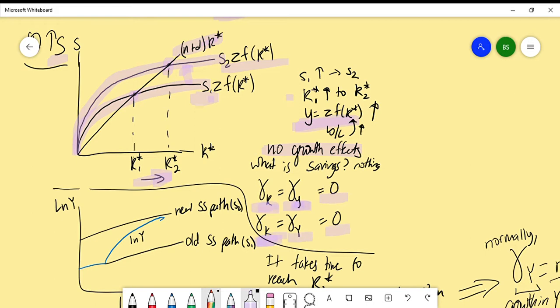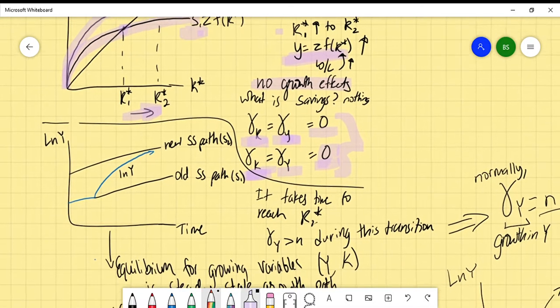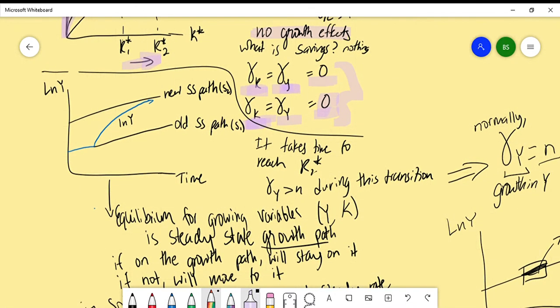Wait, why is it 0? Shouldn't it be n? I think this should be n. I think I made a mistake. Okay, yeah, I think it should be n. I guess I'll mention that in the video.